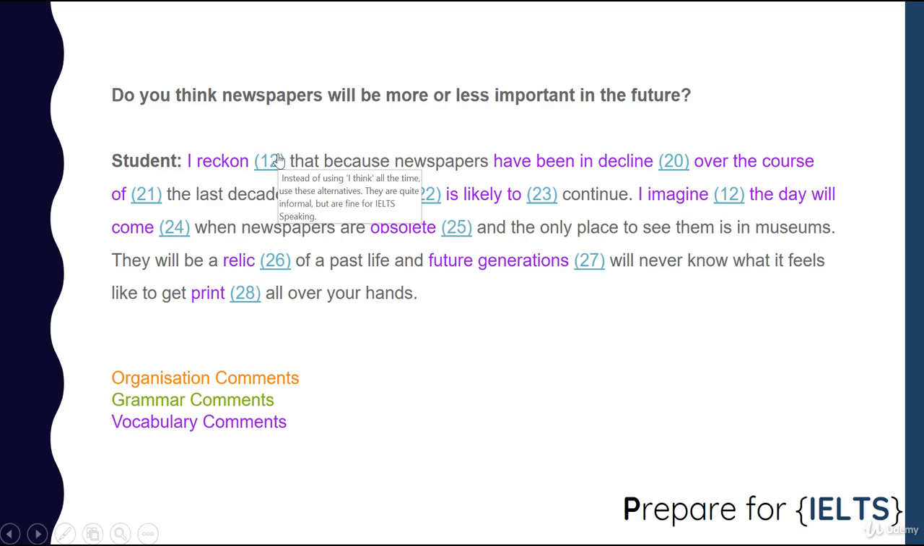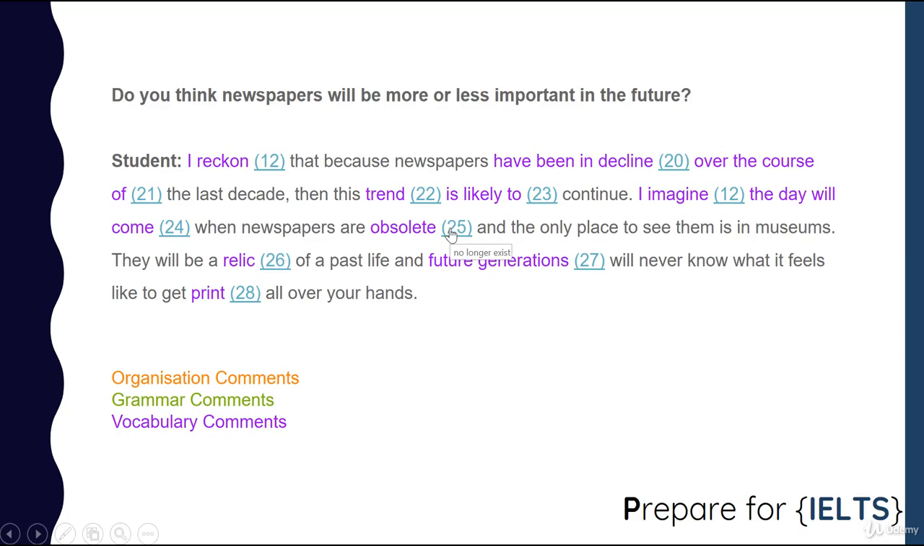Another verb that you could use instead of saying I think, it is quite informal, but would impress the IELTS examiner in IELTS speaking. To be in decline means to be decreasing. Over the course of, meaning over the period of. A trend is a pattern, and is likely to, will probably. I imagine is another way of saying I think. The day will come, this means the day will arrive.